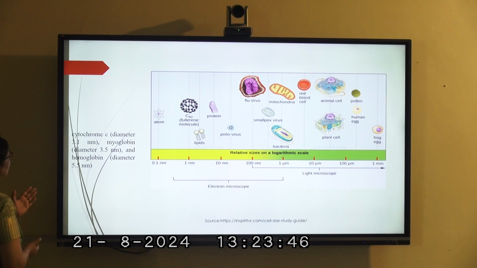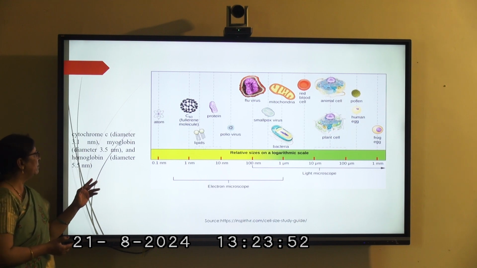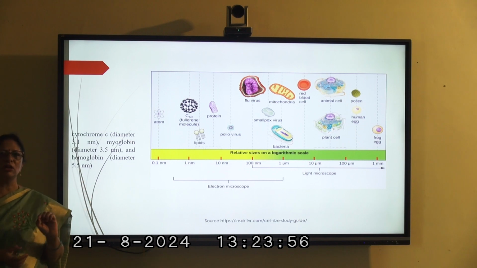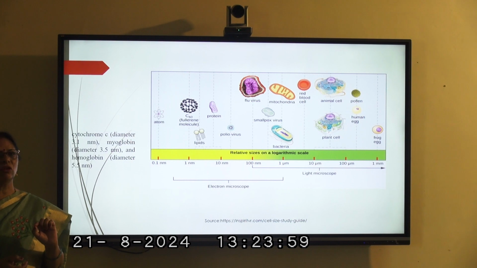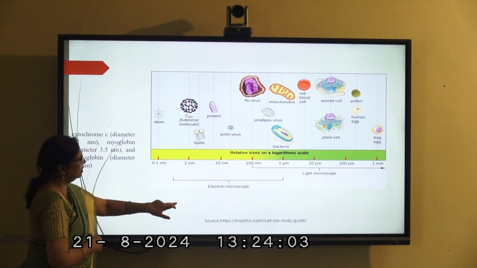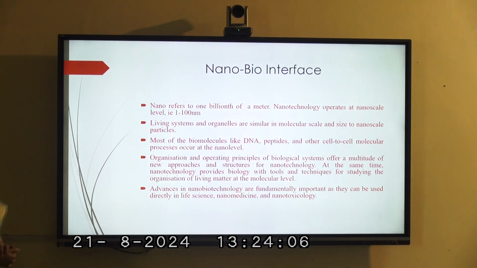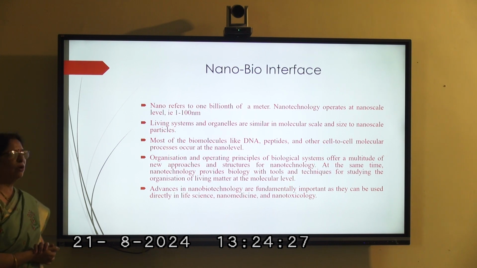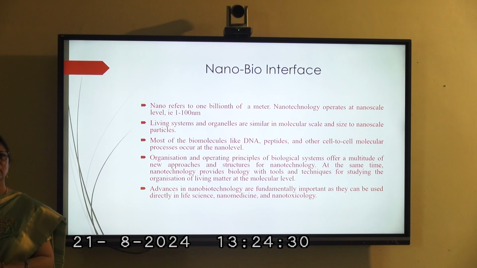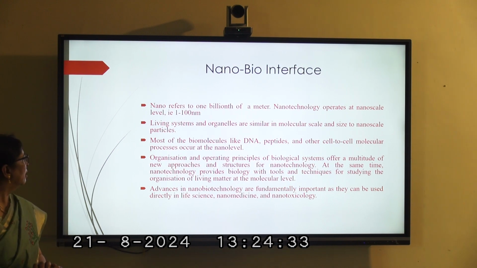We can see the cytochrome C family is 3.1 nanometers, lipoprotein diameter is 3.5 nanometers, and hemoglobin, which carries oxygen, has a diameter of 5.5 nanometers. Even at such a small scale, it carries out the function of carrying oxygen throughout evolution in a very accurate manner. As I already told you, nano is one billionth of a meter, and nanoscale is from 1 to 100 nanometers. Living systems, as we saw in the figure, all lie in the range of nanoscales, and most biomolecules and macromolecules such as DNA and peptides also function at the nano level. The diameter of DNA is 2 nanometers, but it is a very efficient genetic material.